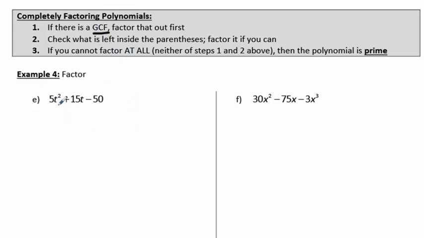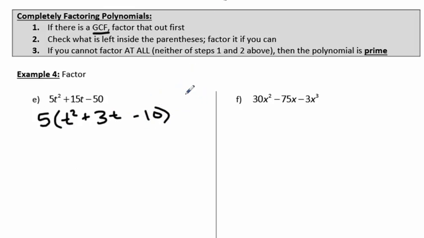Part E right here, we want to factor. We can see that we have a 5 that goes into everything. So I'm going to start by dividing that out. It's going to give me 5 times t squared plus 3t minus 10. Now I need to see if I can factor this again.